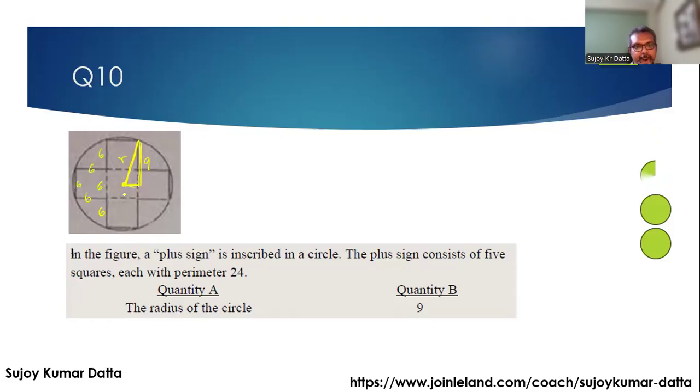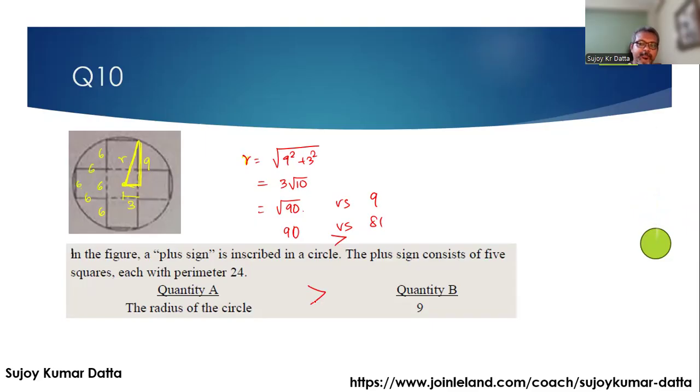And we need to figure this out. So this is 3. That means the radius would be the square root of 9 squared plus 3 squared. So 81 plus 9 is 90. So that's 3 root 10, or we can just keep it as root 90. So we are comparing root 90 versus 9. Squaring it, you have 90 versus 81. Clearly, 90 is bigger, so quantity A is the greater of them. That is how we can figure out the radius of this shape.